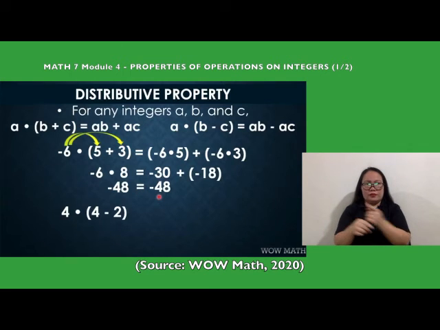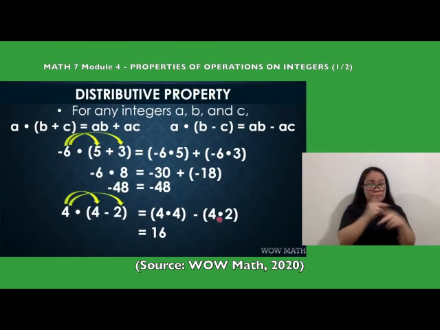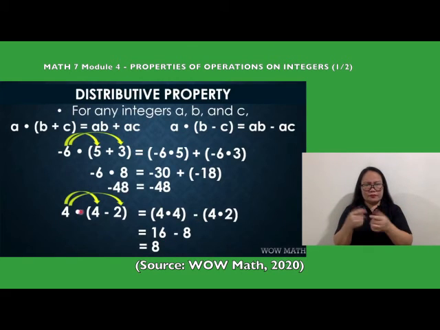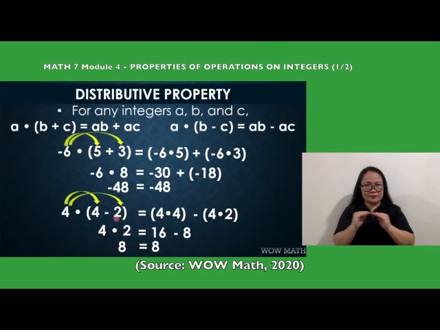Let's have subtraction. So, we have 4 times 4, and then 4 times 2. Now, take note of your operation. This is already subtraction. So, 4 times 4, that is 16. And then 4 times 2, that is 8. So, 16 minus 8, that is 8. Now, let's see, without using distributive property. So, bring down 4. And then 4 minus 2, that is 2. So, 4 times 2, that is 8. So, this is what we call distributive property.